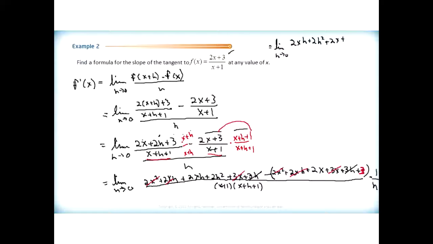and a 3. And then in the denominator, I'm going to have x plus 1 times x plus h plus 1, and an h down there as well. Okay, so we've got all of that business put together. Now, let's see where we're going to go from here. So we're going to have to try and do some fancy factoring with this stuff, I believe.